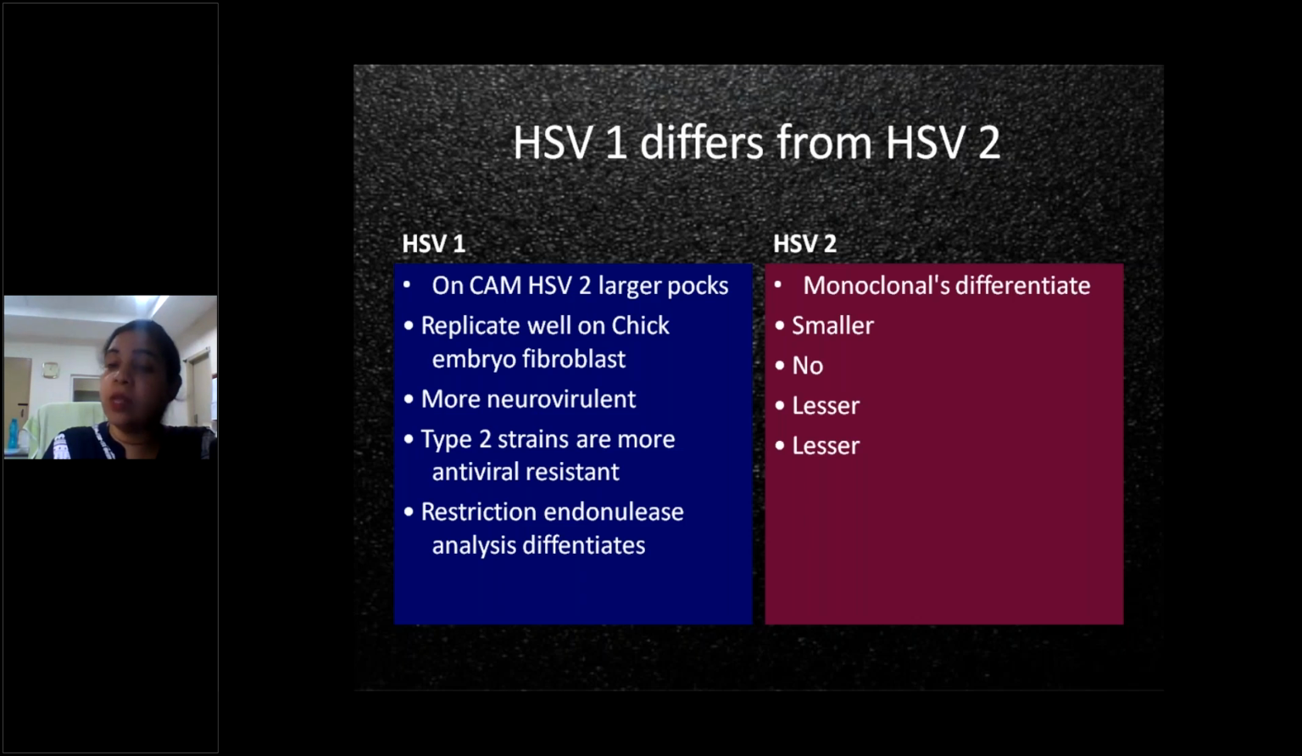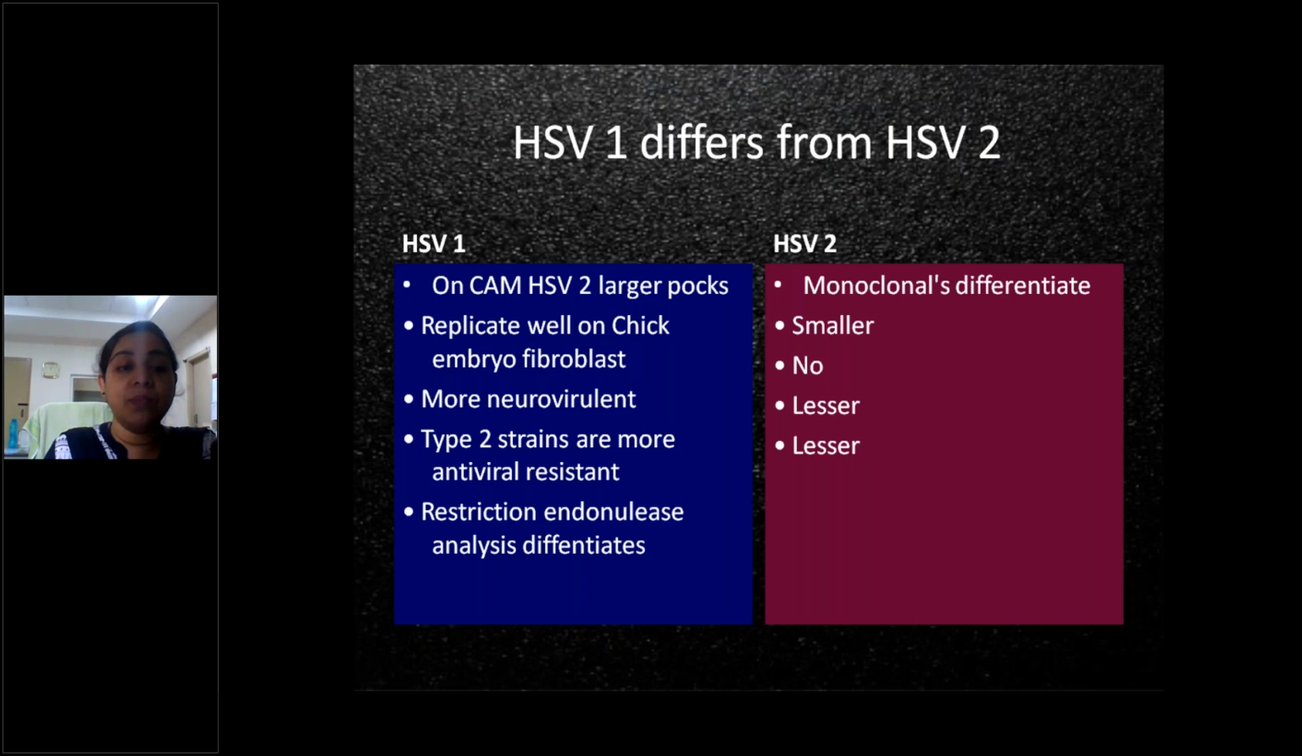Next, you have known that there are two types of herpes simplex virus. Now, what are the major differences between these two? First, herpes virus 1 usually causes larger pocks when you inoculate it on the chorioallantoic membrane of a chick embryo. They replicate well, and they are more neurovirulent. HSV1 usually forms large pocks, whereas with HSV2 the size of the pocks will be smaller when compared to HSV1.